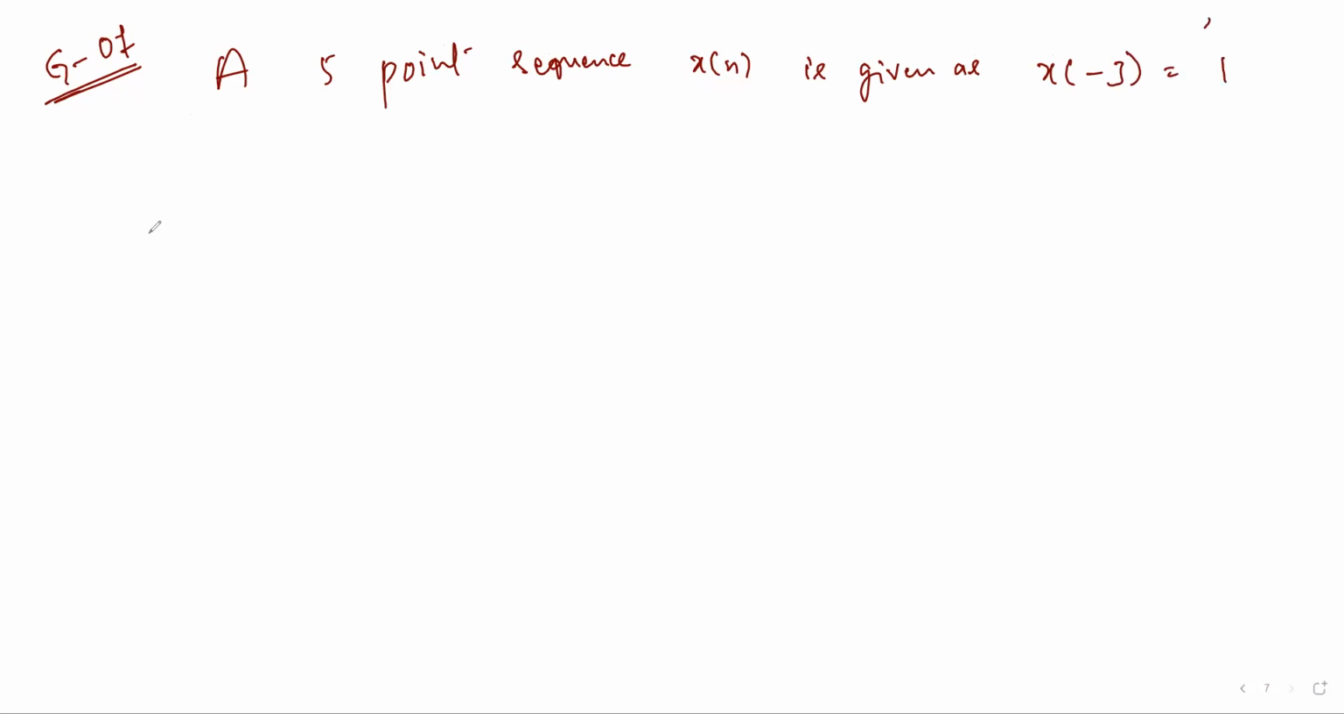2007 question. A 5-point sequence x of n is given as x of minus 3 equal to 1, and x of minus 2 is equal to 1. x of minus 1 is 0. x of 0 is equal to 5. x of 1 is equal to 1.